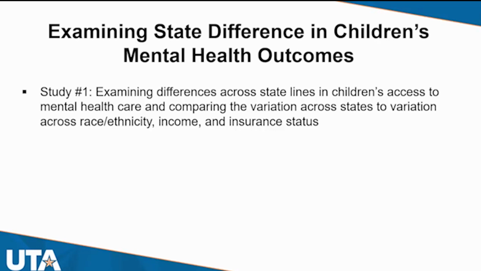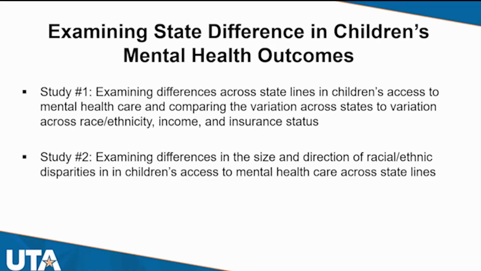I'm going to present first a study that looks across state lines. It's a descriptive study that uses national data to demonstrate what the differences are across state lines in access to mental health care for children, and compares those differences to gaps across racial or ethnic groups, income groups, as well as insurance groups. And then I'm going to present a second study that was inspired by the first study.